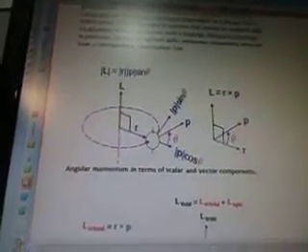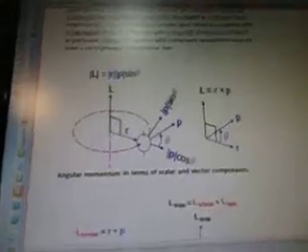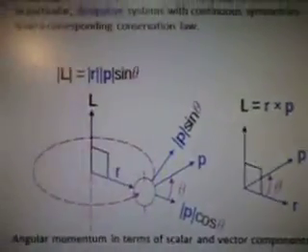So here's the graphics that I found. Angular momentum in terms of scalar and vector components. That's what it looks like. And the next thing that came up was this one here.